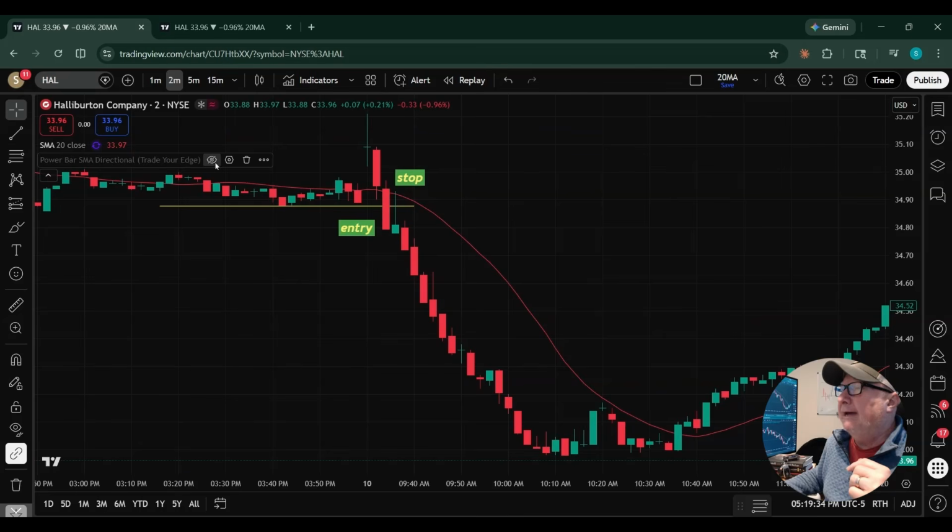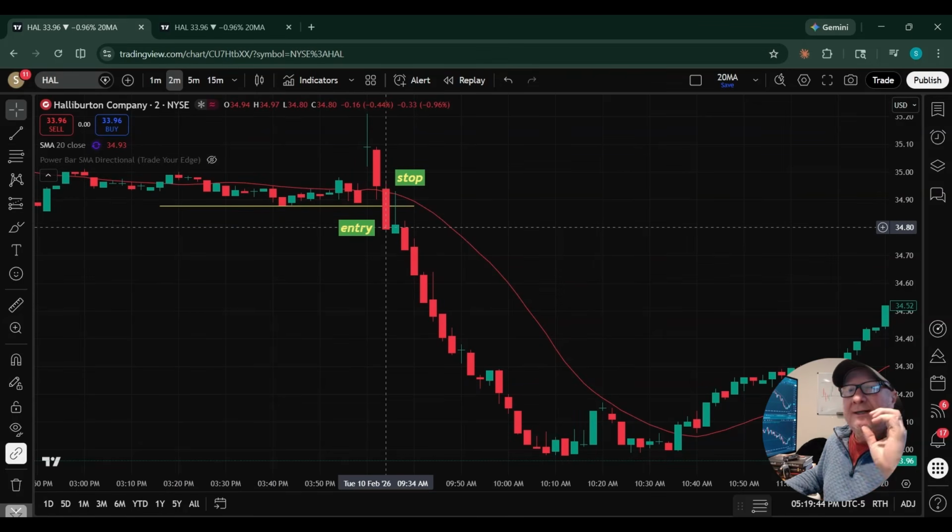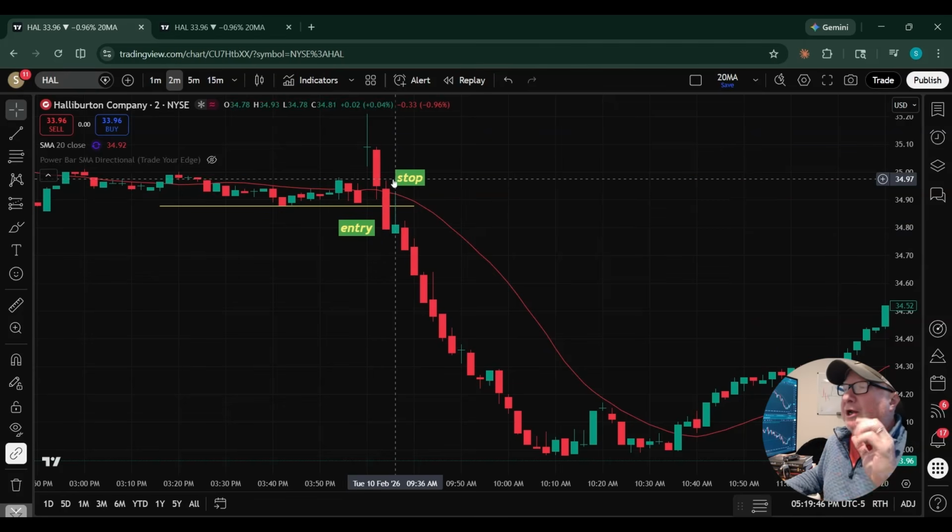I'm going to take that back off, but you can see the power bar clearly, which gives a clear, simple setup because I know where my stop is.